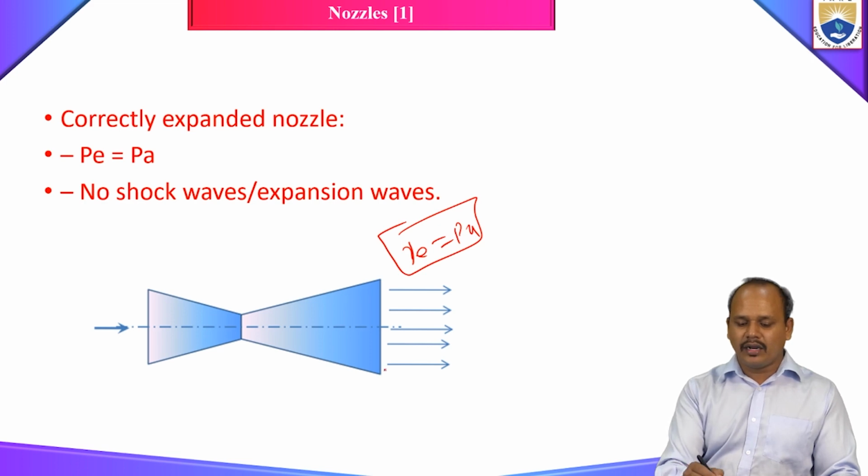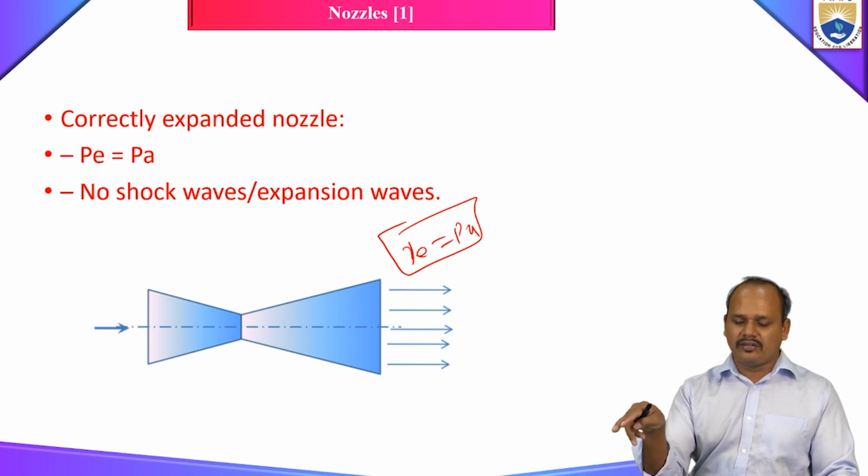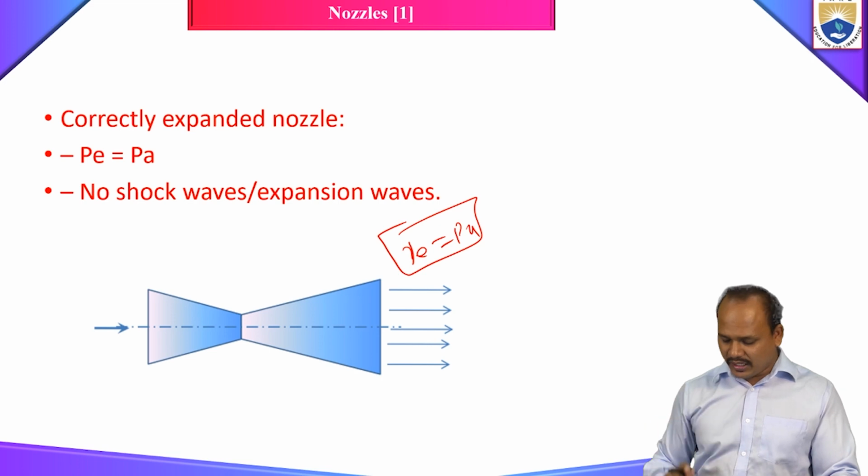You will have something called a Mach wave forming. Basically, a Mach wave is an isentropic wave. You won't have any change across this Mach wave. Okay, this is the correctly expanded case. This is what we want for our nozzle so that I can have the maximum thrust generation.